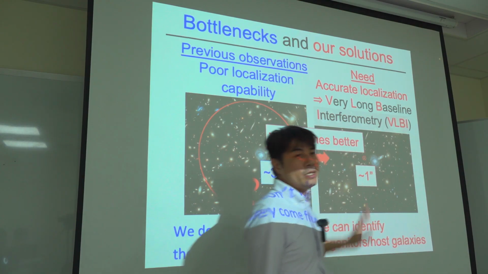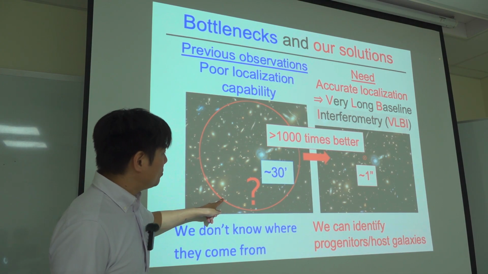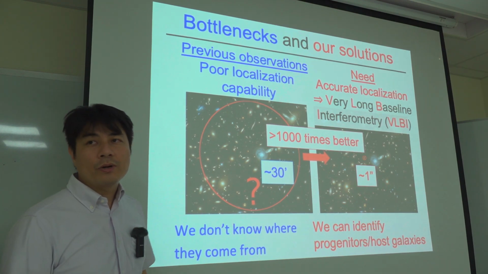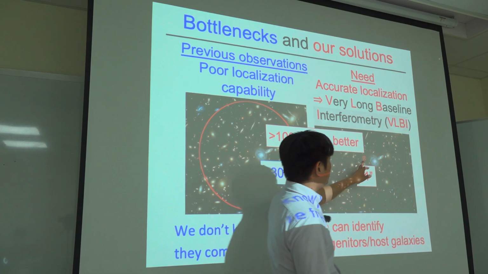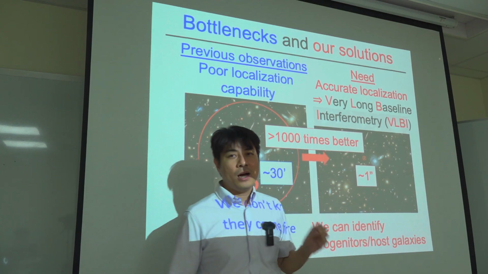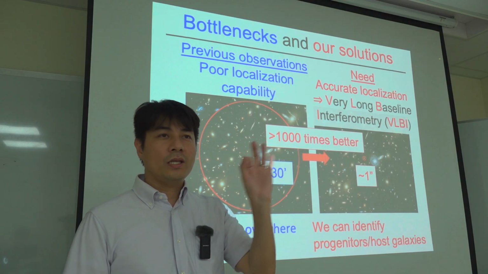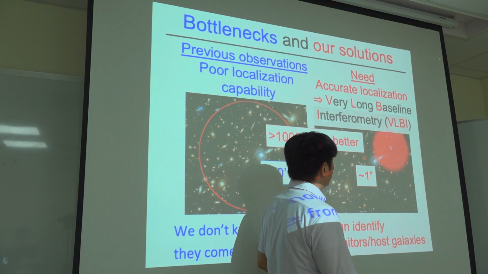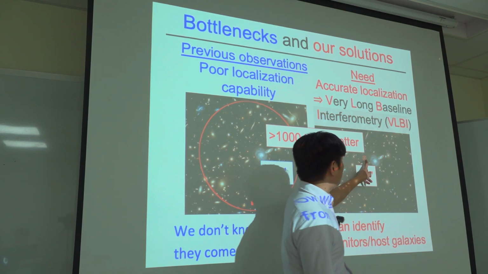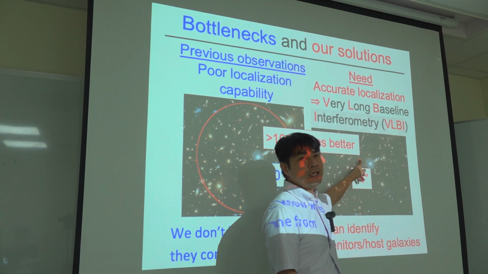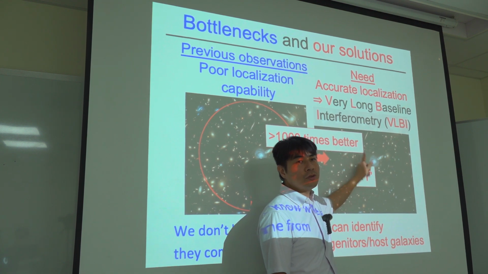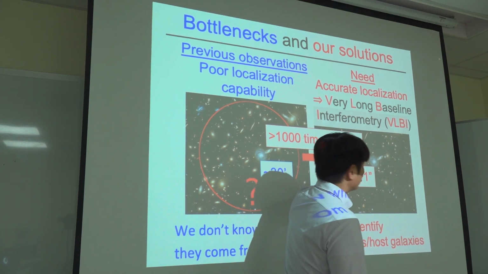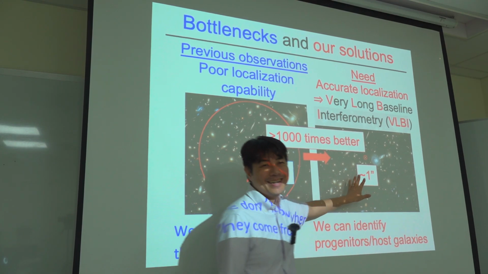So this is again a schematic diagram, but by making this error small, if you achieve it as small as 1 arc-second level, then you can see that there's only one astrophysical source within this red circle. If you can achieve this situation, then we are almost 100% sure that the FRB comes from this star. We can directly identify the source of the FRB, or what we call the progenitor of the FRB.